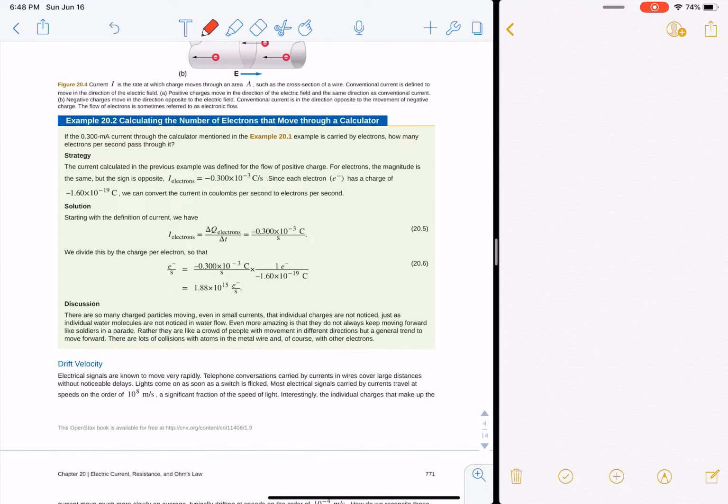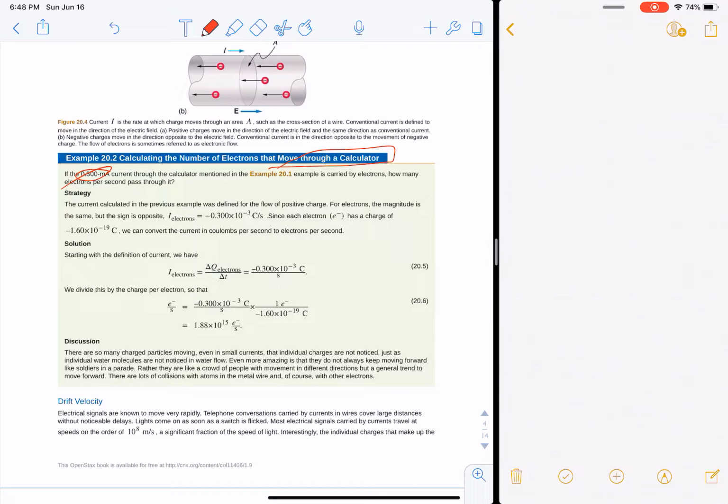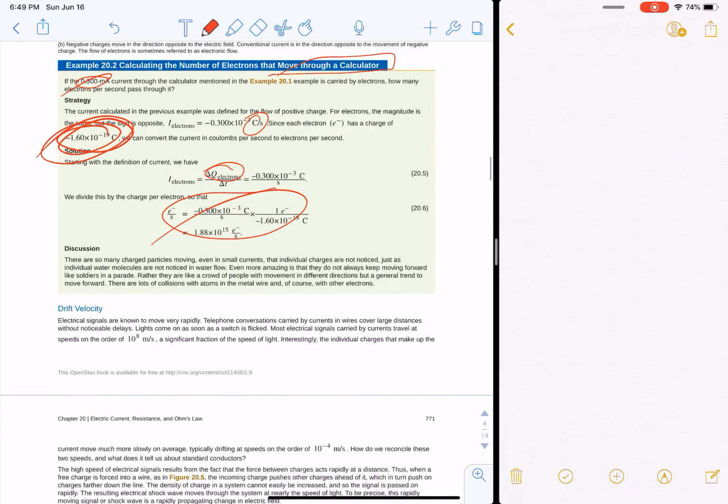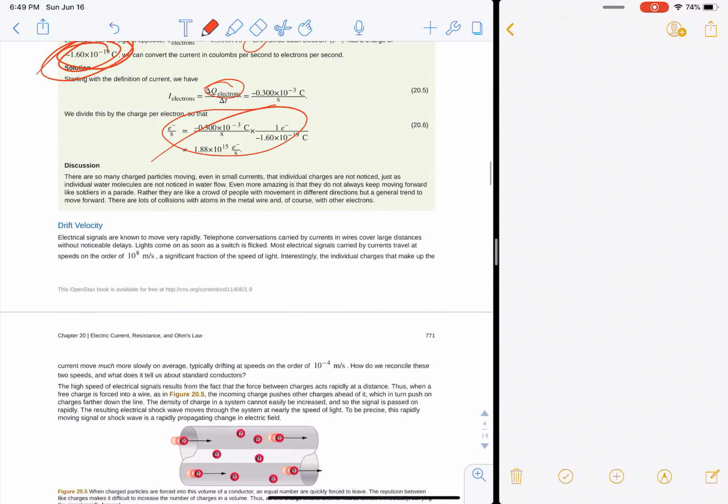In the previous problem, moving through the calculator, we got the 0.3 milliamp current, and we know that it is so many coulombs per second, and that there's 1.602 times 10 to the minus 19 coulombs for every electron. So you can calculate the number of electrons with that conversion factor. That's a lot of electrons, 1.88 times 10 to the 15.